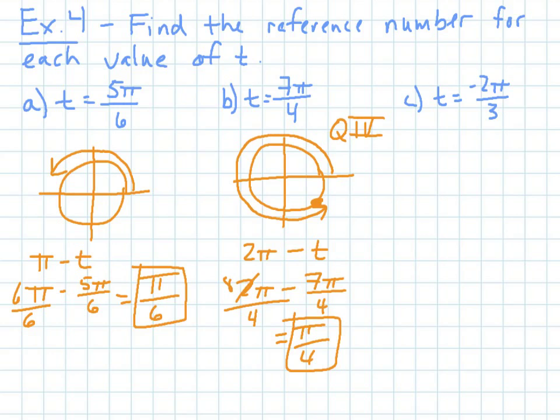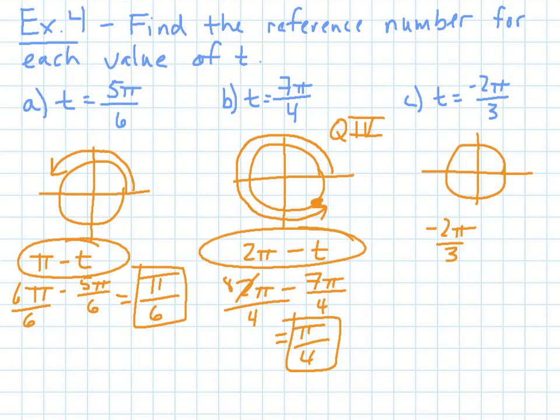Okay. Now letter C, because you're going in a negative direction, we need to first change negative 2 pi over 3 into a positive to apply these ratios that we've been using, like the pi minus t and the 2 pi minus t. We've got to put it in the correct quadrant. Even though you could find the right quadrant, those values wouldn't work the same way.